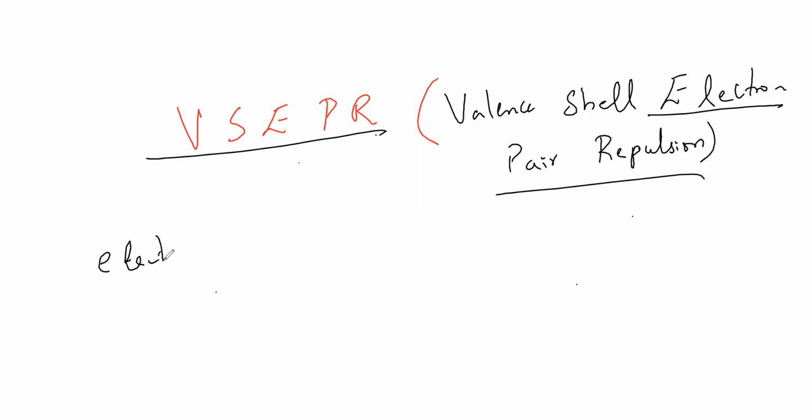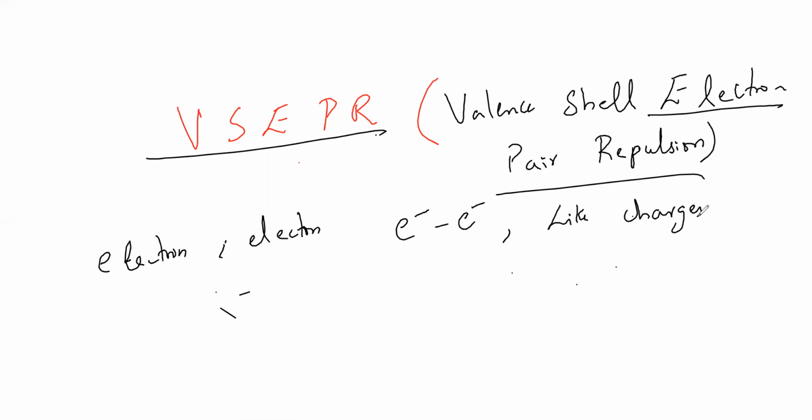Electron pair repulsion. Electron and electron both are negatively charged. So do like charges attract or repel? Like charges repel. So here also this theory is saying that only. Electron is a negatively charged thing, so it will repel. First point is done.